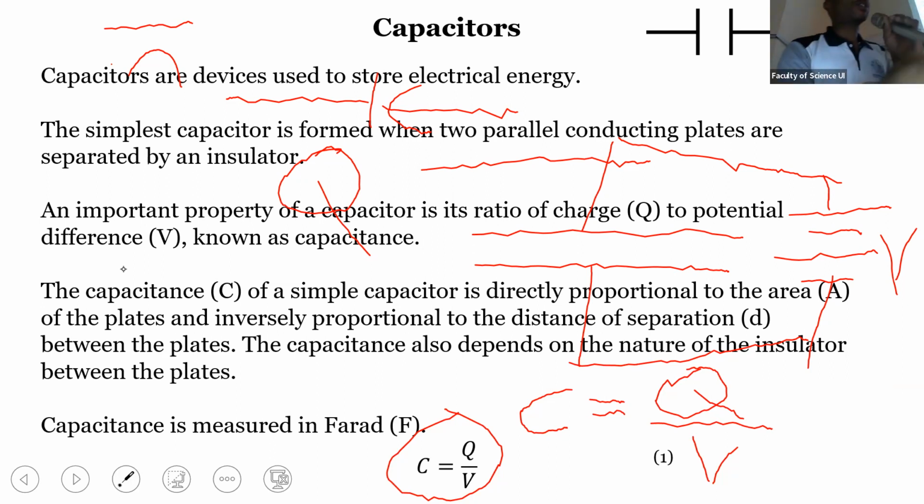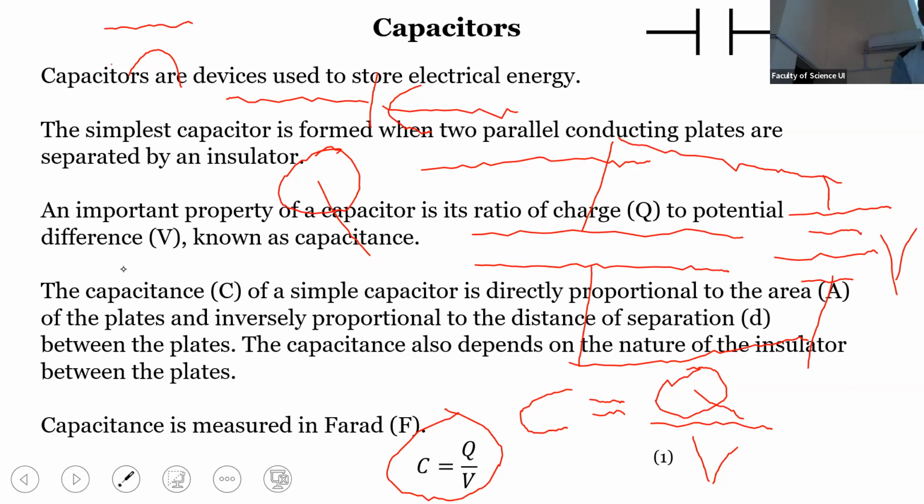There is also another variable, which is the closer the plates, the larger the capacitance. So when you begin to bring the 2 plates closer, their capacity to store charges will increase. When you bring them closer and closer and closer, it will store more charge Q. So the closer, the higher.